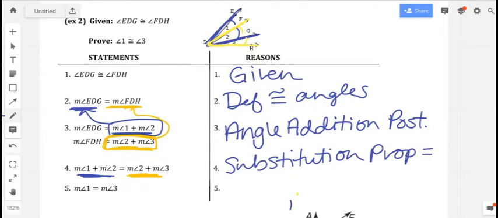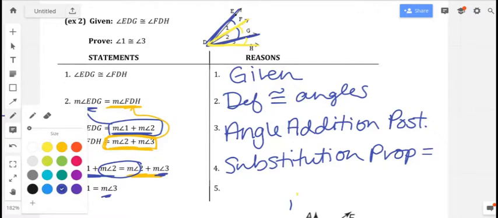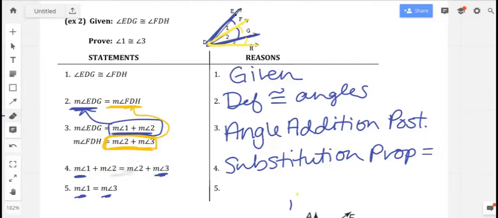Okay, and now lastly, step 5. So from 4 to 5, notice that angle 1 is still on the left, angle 3 is still on the right. The only thing that's missing is the measure of angle 2 from each side. So what did we do to get rid of it? We subtracted. We subtracted the measure of angle 2 from the left-hand side and the right-hand side. So now that's the subtraction property of equality.